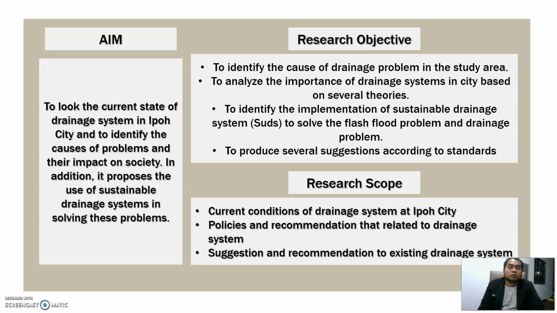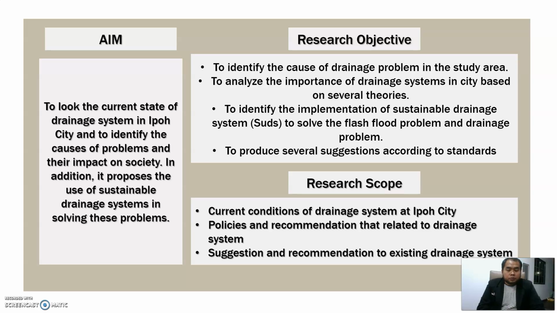Now we go to the research objectives. There are 4 objectives. First is to identify the cause of the drainage problem in the study area. Second is to analyze the importance of the drainage system in a city based on several theories. Third is to identify the implementation of sustainable drainage system (SUDS) to solve the flash flood problem and drainage problem. The last one is to produce several suggestions according to standard.